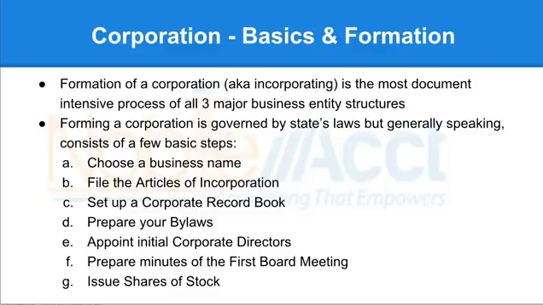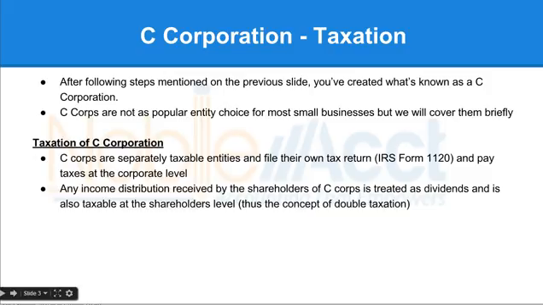It's just a simple application that you have to fill out with the IRS to get the FEIN. The corporation will not be able to open a bank account without the federal tax ID number, so it has to be done before you open the bank account. Okay, so once you follow all these steps, you have incorporated your business and created what's known as a standard corporation, or a C corporation.